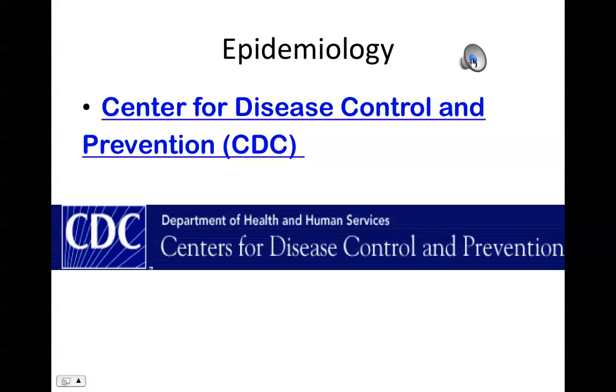The Department of Health and Human Services in the United States is the agency that we would find all of the different offices and investigators who monitor the health and wellness of the United States. The Centers for Disease Control and Prevention is the national premier hub where many of these resources are found.